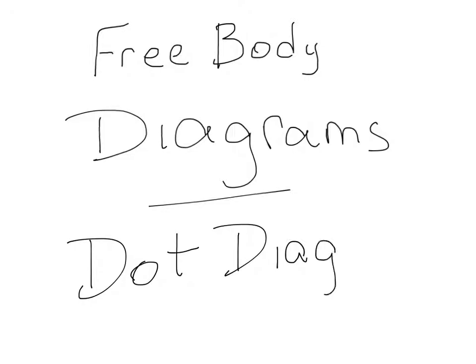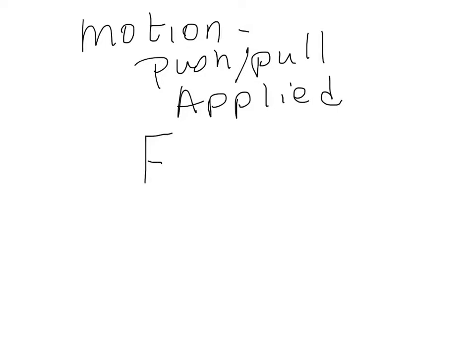In physics, free body diagrams are also known as dot diagrams. They show the forces and how the forces interact. Forces are due to something specific. There is a force due to motion. It is either a push or a pull. It is applied. Okay, so force due to motion is a force applied.